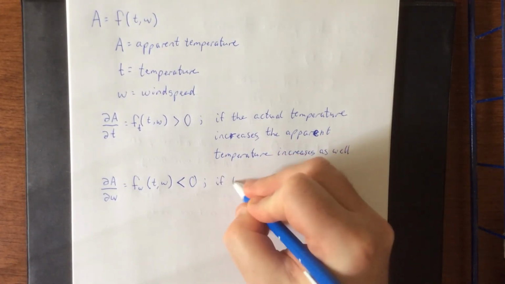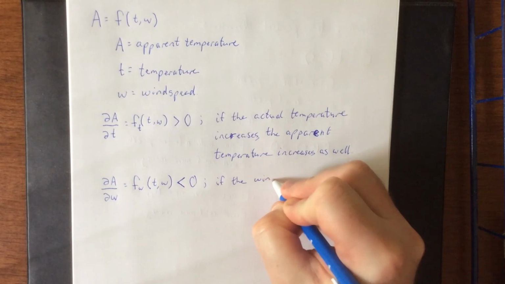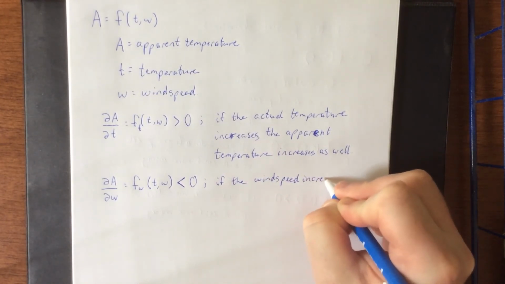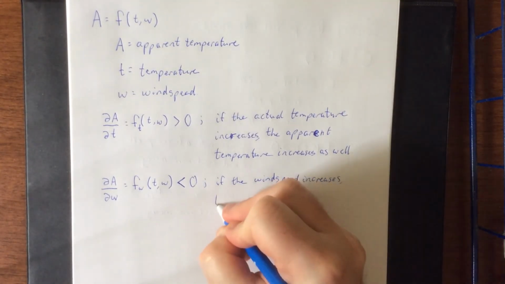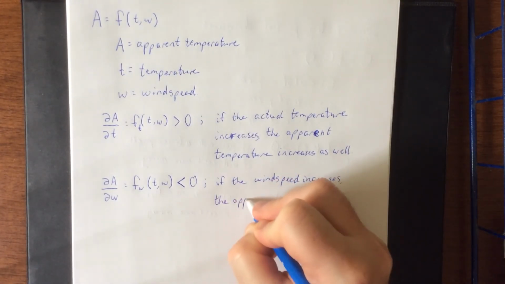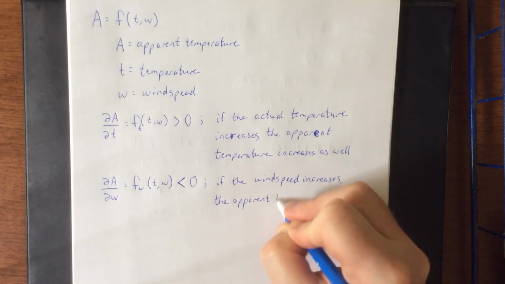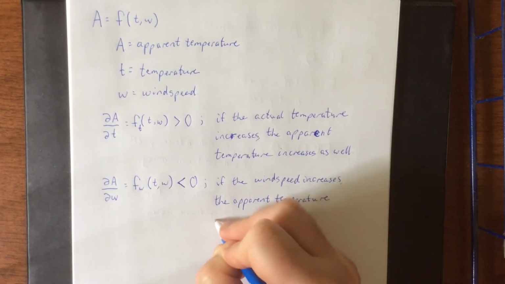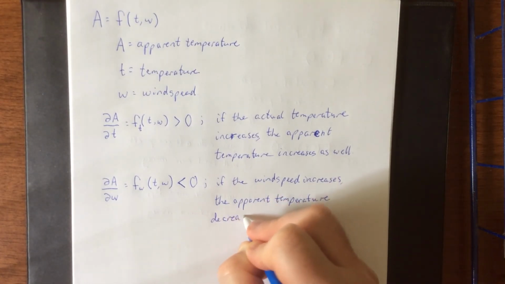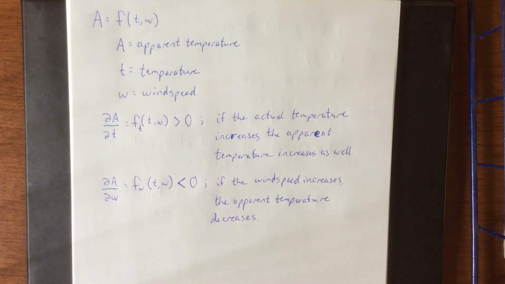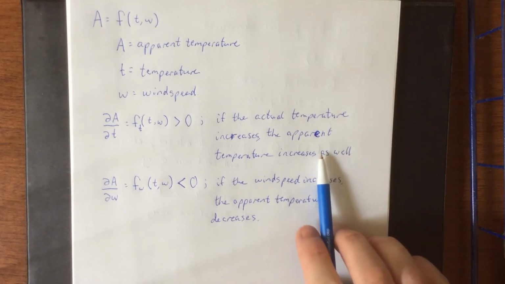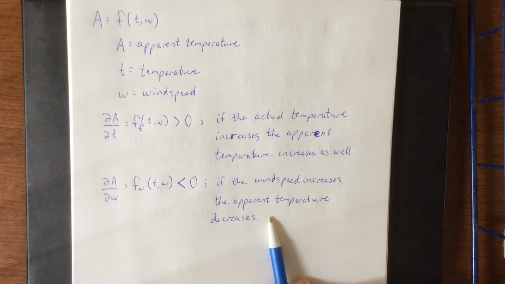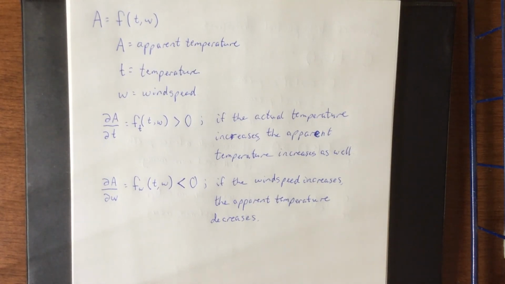So we'll say if the wind speed increases, the apparent temperature, how it actually feels outside, decreases. So as one quantity gets bigger, the apparent temperature gets bigger, and as the other quantity gets bigger, the apparent temperature gets smaller. So interesting phenomenon there.